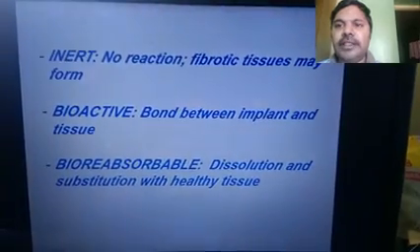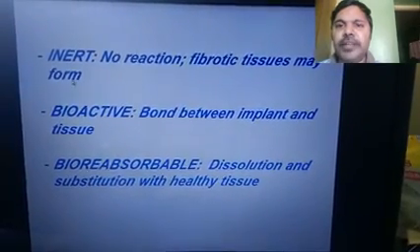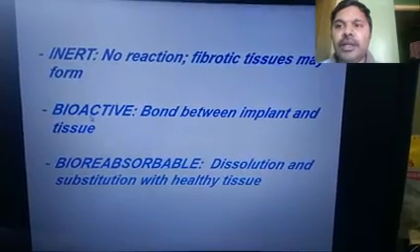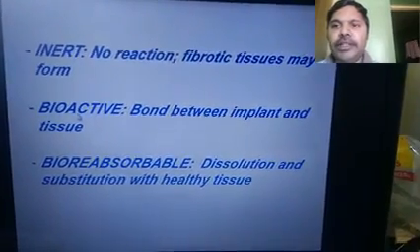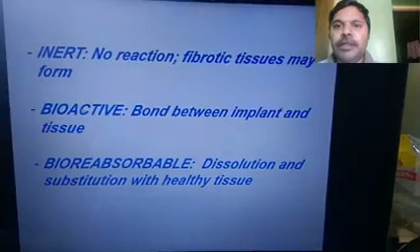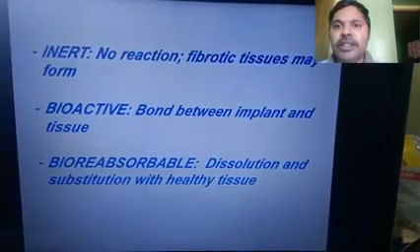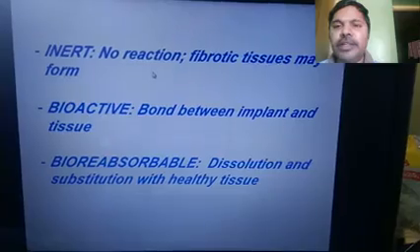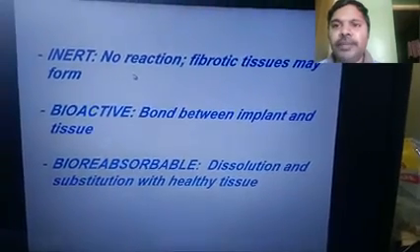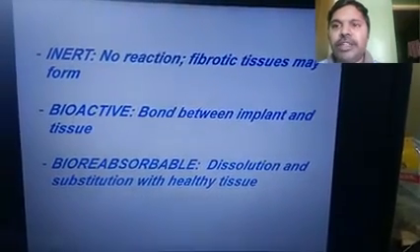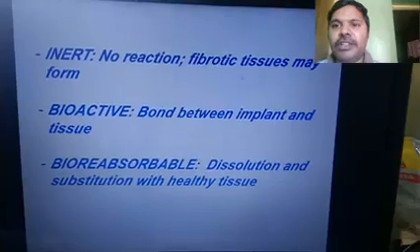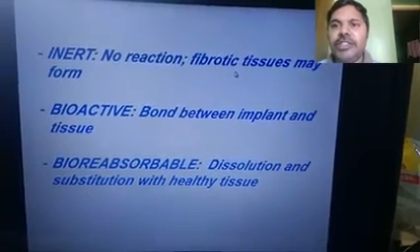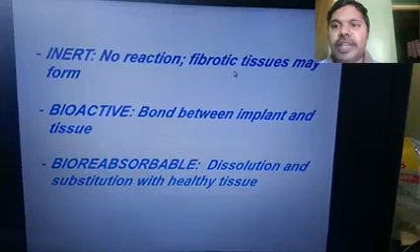So the next slide gives a short explanation about what is bioinert ceramic material, what is bioactive ceramic material, what is bioresorbable. So if you see bioinert ceramic materials, there is no reaction. If you implant the bioinert ceramic material, it will not react with your body tissues. Fibrotic tissues may be formed. So what is fibrotic tissue? Maybe you come across this word. It is nothing but damaged tissue. Fibrotic tissue means it is a damaged tissue.